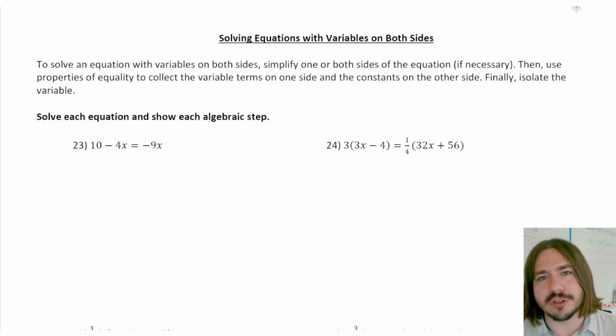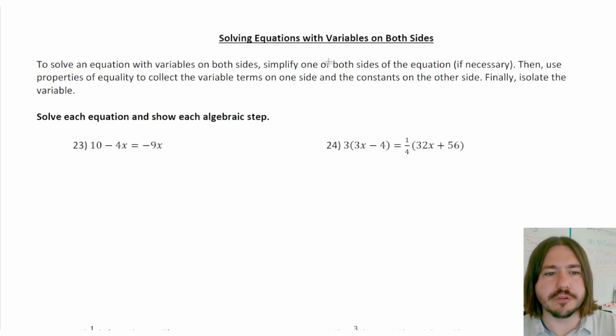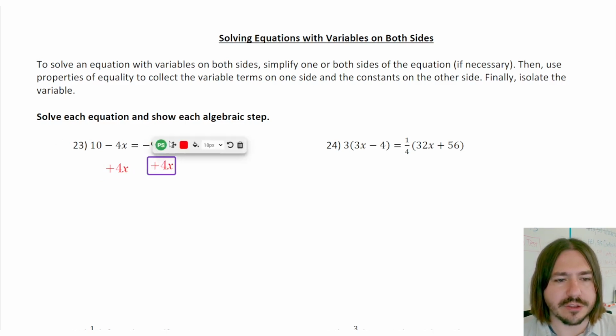So first, you want to do any simplification that you can, distributive property, combining like terms, that sort of thing. And then when you go to move things around, you're going to use those properties of equality to move the like terms all to one side. So let me show you, like with number 23, what we can do is add 4x to both sides, and that way I collect all these linear terms that have x on the same side of the equation.